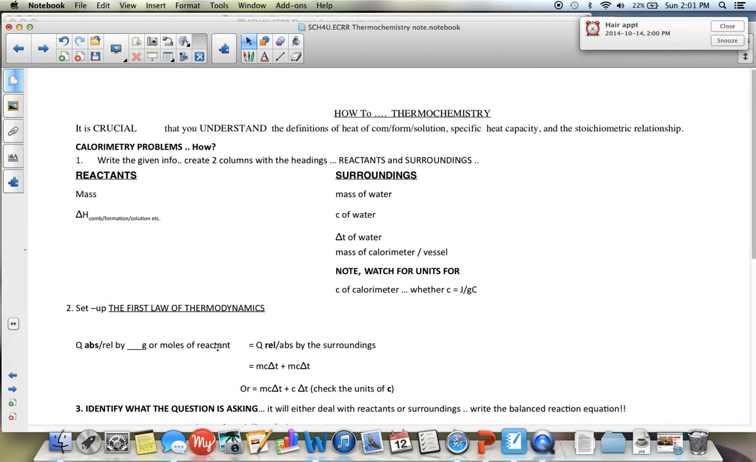You're going to get a how-to sheet tomorrow. The one thing that we want to point out, and that's crucial for you to understand, is the definitions of the heat of combustion, formation, solution, etc. That is the amount of heat absorbed or released when 1 mole of a substance is combusted or formed or dissolved or neutralized.